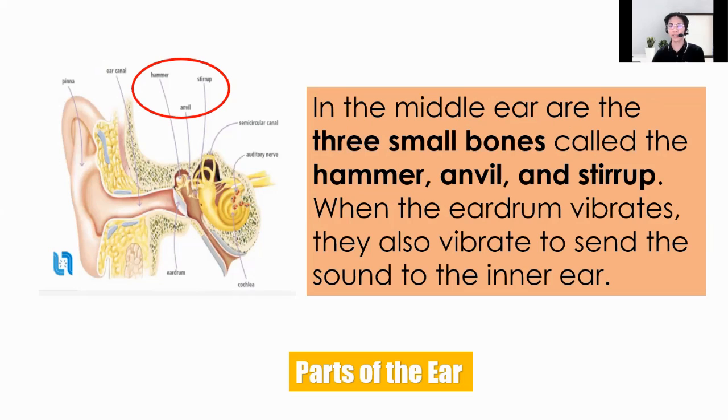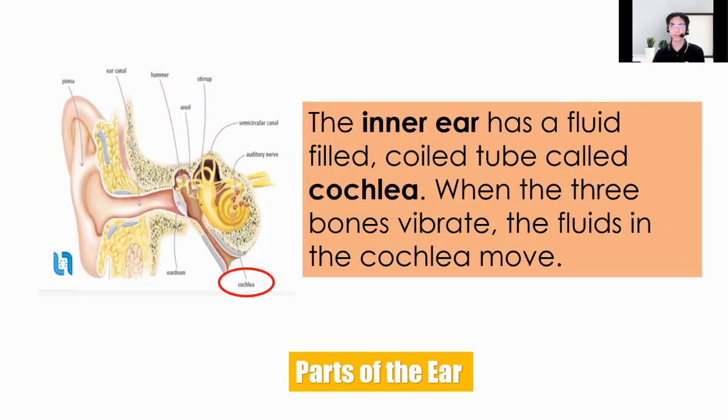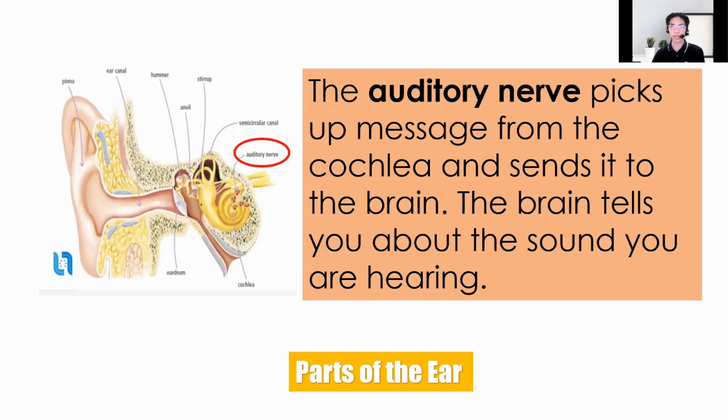In the middle of the ear are the 3 small bones called the hammer, anvil, and stirrup. When the eardrum vibrates, they also vibrate to send the sound to the inner ear. The inner ear has a fluid-filled coiled tube called cochlea. When the 3 bones vibrate, the fluids in the cochlea move. The auditory nerve picks up message from the cochlea and sends it to the brain. The brain then tells you about the sound you are hearing.